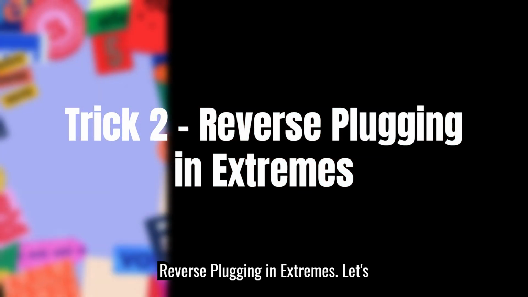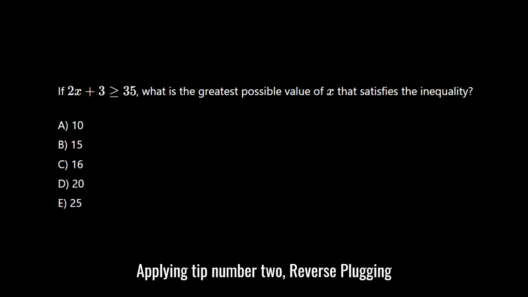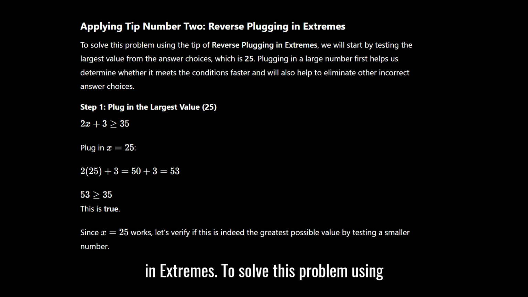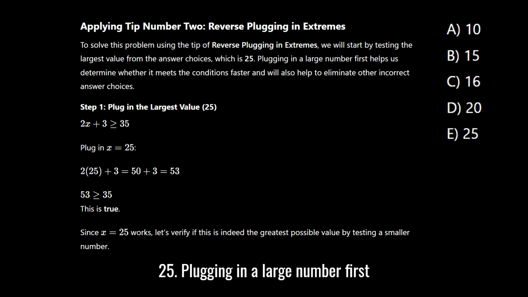Tip number 2. Reverse plugging in extremes. Let's create an SAT-style problem that perfectly demonstrates how to use tip number 2, reverse plugging in extremes. To solve this problem, we will start by testing the largest value from the answer choices, which is 25. Plugging in a large number first helps us determine whether it meets the conditions faster and will also help to eliminate other incorrect answer choices.